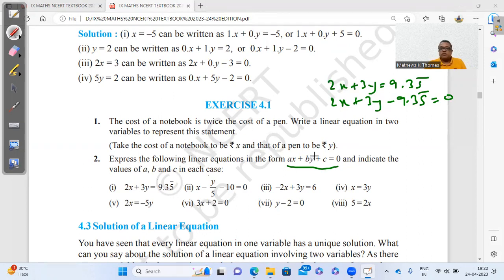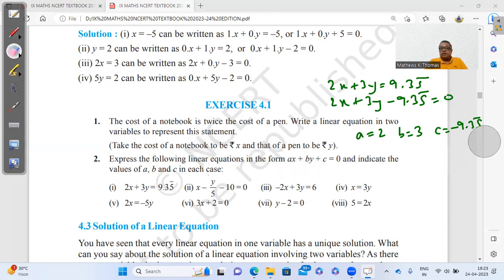Now we have to identify a, b, c. Look at this. What is the number with x? The coefficient of x is 2. So a value is 2 and the coefficient of y is b. So what is the value of b here? Look at the number here. b is 3 and c is the constant without x and y. c is minus 9.35 bar. Okay, this is plus, but when it came to the left, it became minus. So the first answer, a is 2, b is 3, and c is minus 9.35 bar. Right? So this is the procedure for doing this.